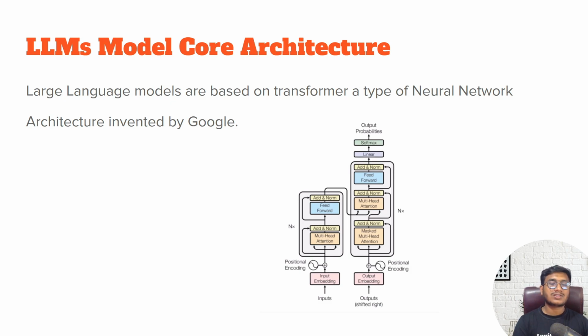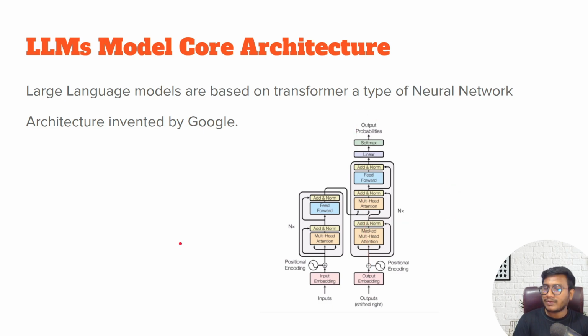As of now, just consider this is the core architecture behind all kinds of large language models. It was invented by Google, and it is known as the transformer architecture. It has two layers, called the encoder layer and the decoder layer. The left side is called the encoder layer, and the right side is called the decoder layer. Inside that you can see different components like input encoding, multi-head attention, add and normalization, and feed forward. I hope it is clear.